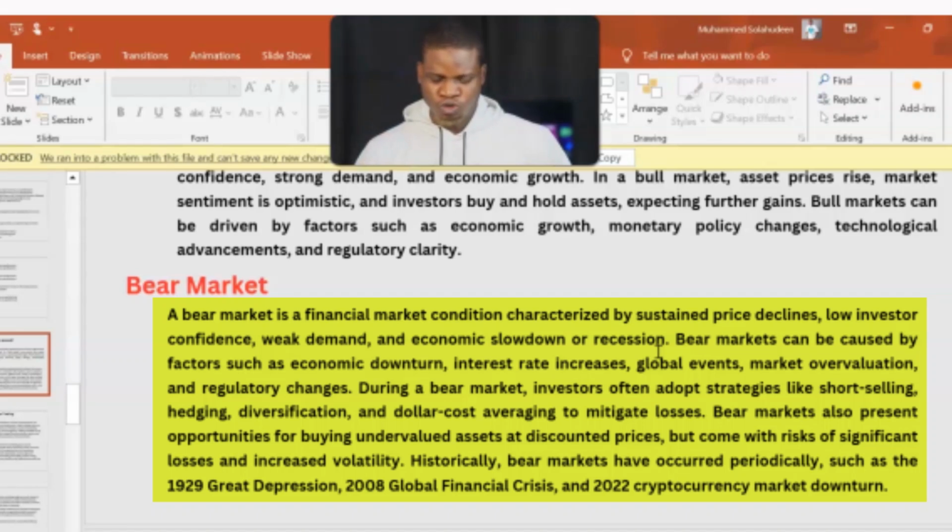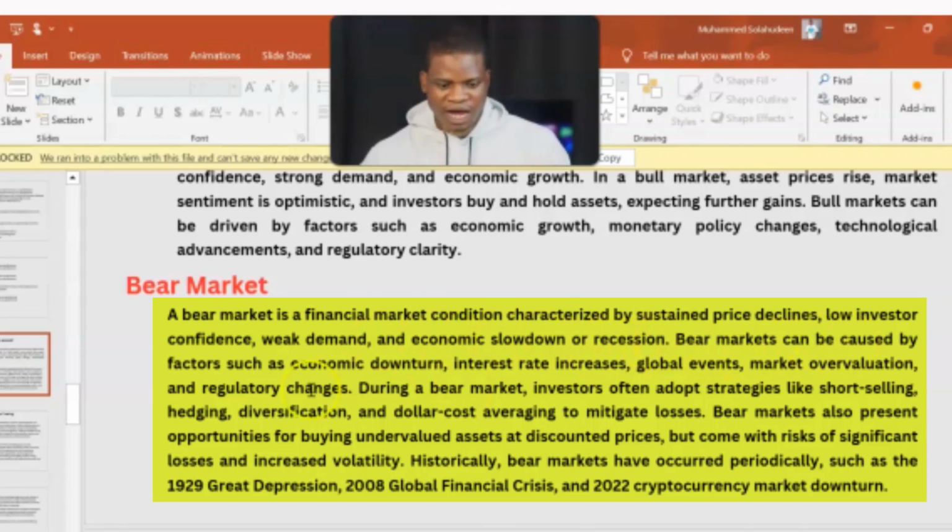Look at the year 2022. Bitcoin crashed in price from over $60,000 to $17,000 in 2022, which was when the bear market reached its peak. So it's low investor confidence, weak demand. There will be very little demand for cryptocurrencies, and economic slowdown or recession.